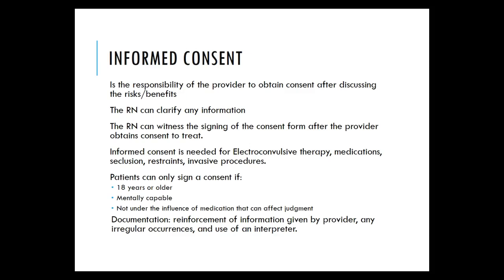What constitutes a patient being able to give consent? They need to be 18 years or older, mentally capable, and not under the influence of any medication that can alter their judgment. And once you've gotten informed consent, your documentation is the reinforcement of information provided by the provider, any irregular occurrences, and if the use of an interpreter was needed. And again, an interpreter cannot be a family member. It needs to be somebody who has gone through proper training, is licensed, and is either an employee of the hospital or a third party that is approved by the hospital to use.